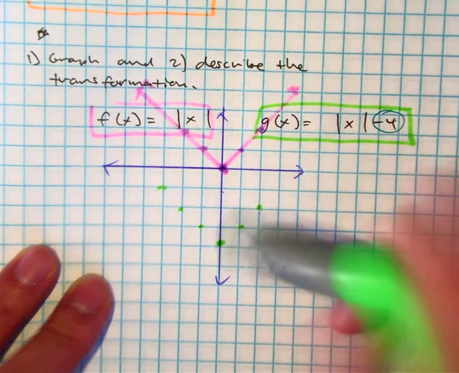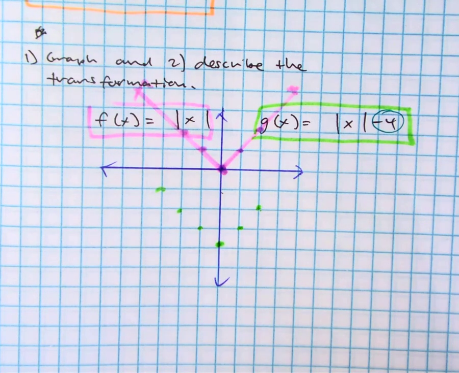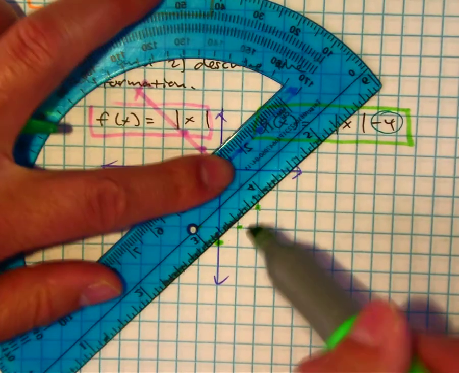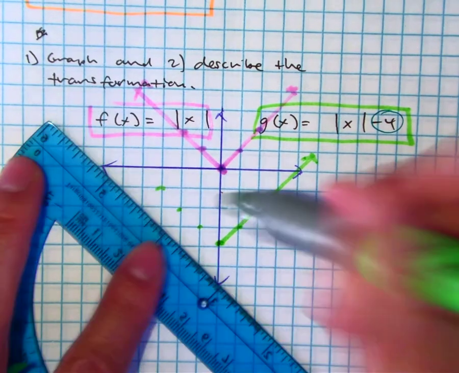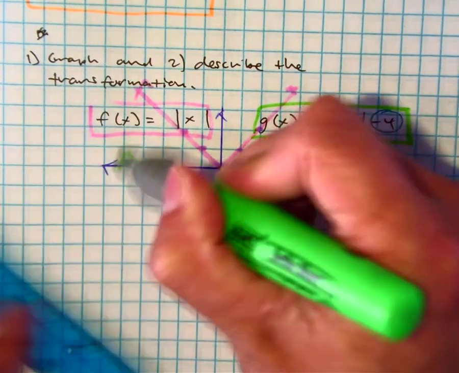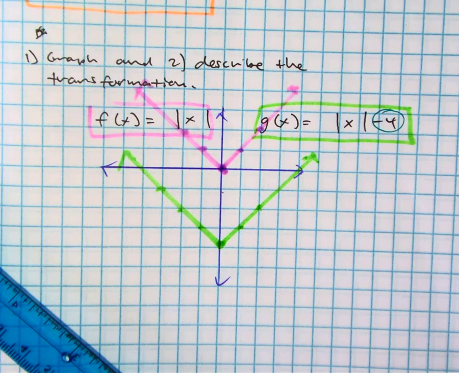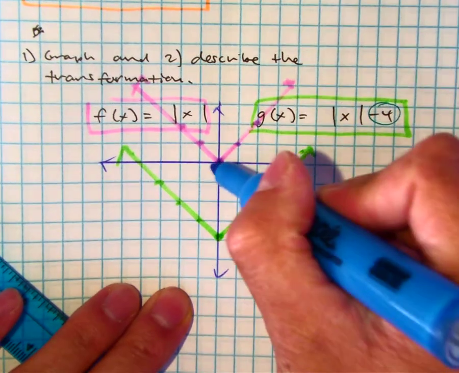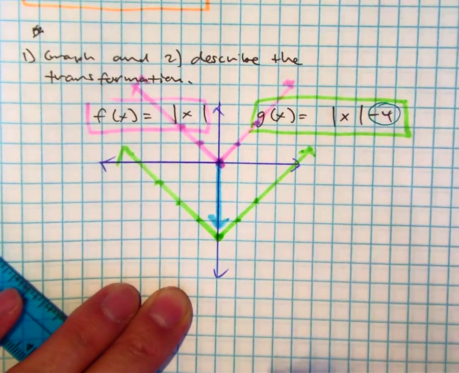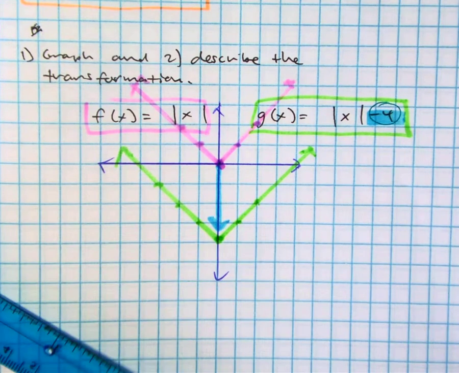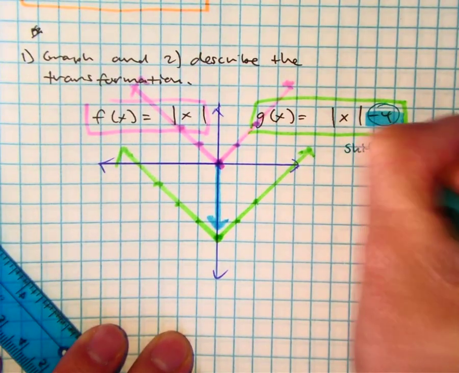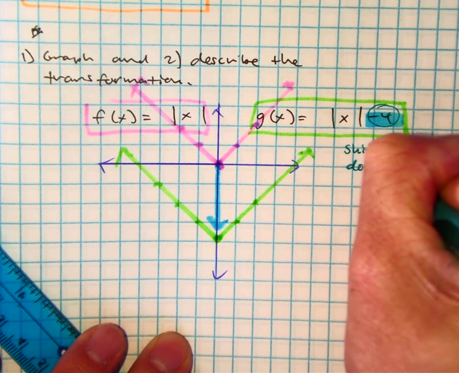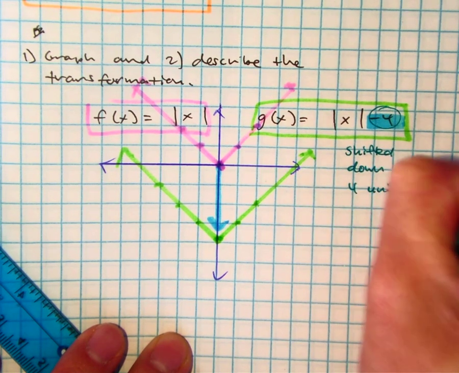But the only thing that's happening is that the graph is being shifted, what? Down. That's our k value. So let me try to make that obvious. Here in blue, it is being shifted down 4 units. Let's write that: shifted down 4 units.